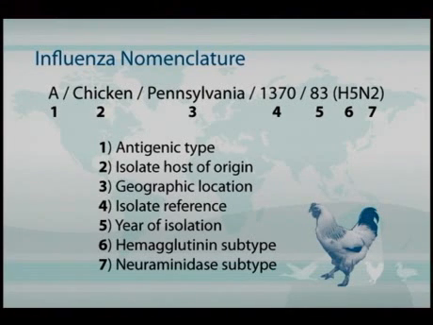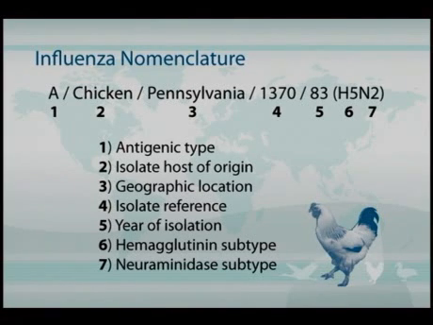Fourth, we also include the isolate reference, which is basically the laboratory designation that the lab gave that isolate. So in this case, typically it was the 1,370th isolate that they had classified for that year, or the isolate number that came in. And that isolate number can be anything that the laboratory wants to designate that virus so that it is unique, so that it is not represented by any other virus isolate.